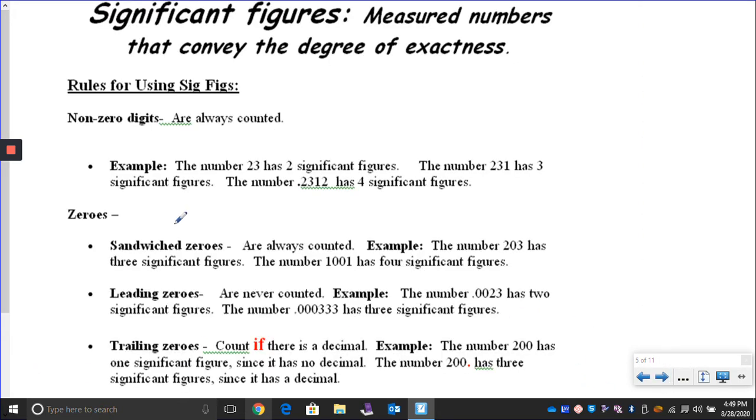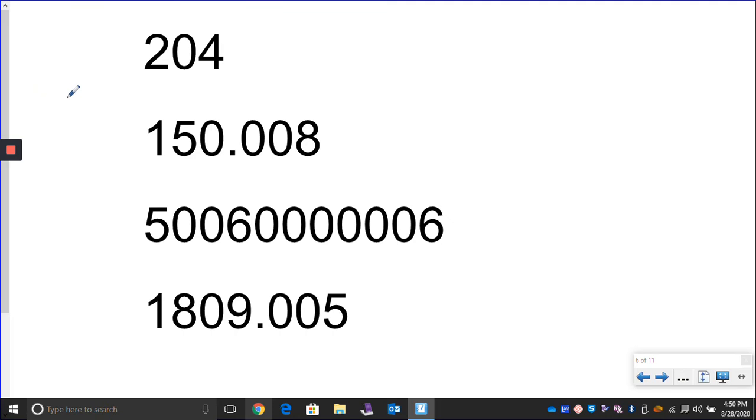Rule number 2, sandwich zeros. What does it mean to be a sandwich zero? Well, think of a sandwich. We have a non-zero number here and a non-zero number here, and my zero is sandwiched in between. Like there's the buns, there's the meat. So if you have a zero that is sandwiched between two non-zero numbers, we count it. So 1, 2, 3, there are 3 significant figures there.